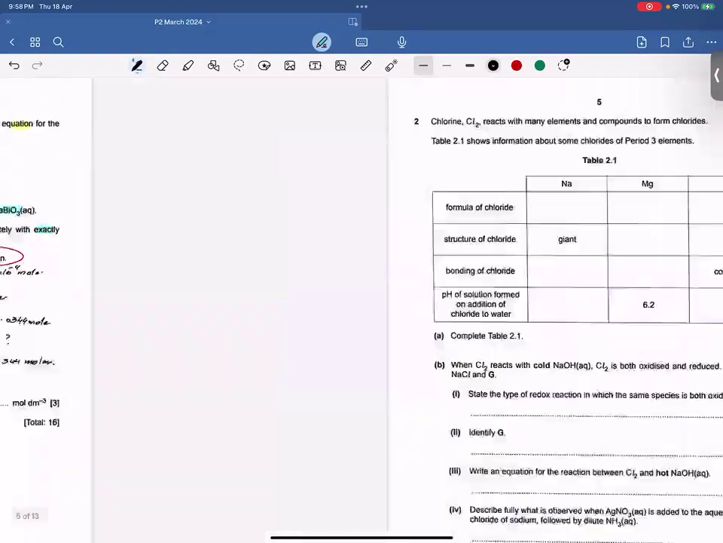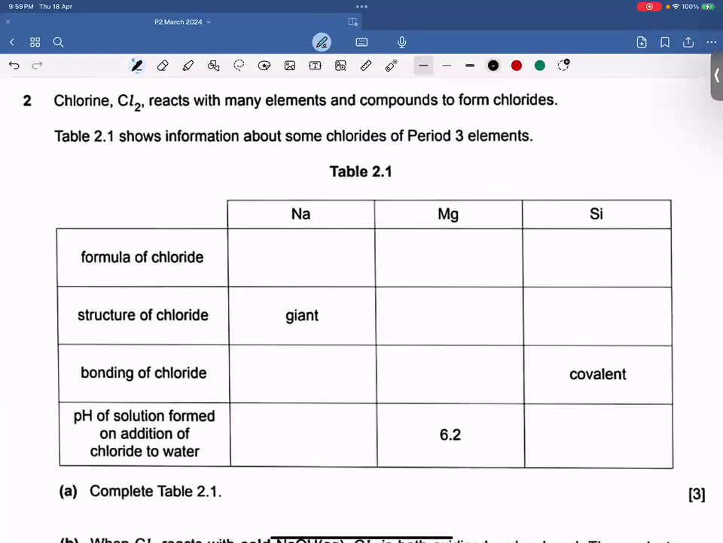Let's start question number 2. Chlorine belongs to group 17 elements, also called halogens, and reacts with many elements and compounds to form chlorides. Table 2.1 shows information about some chlorides of period 3 elements.